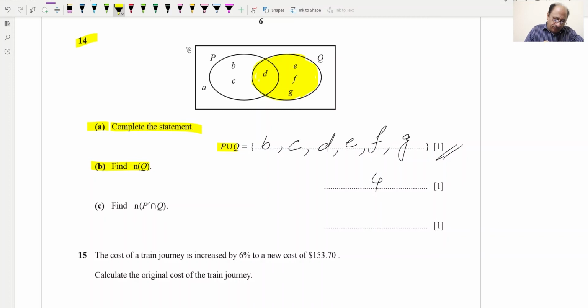And now the next part, find n of Q intersection P complement. Now Q is the one we have already shaded, and we have to take the intersection with P complement. P complement means not in P. So the portion which is not in P, we take the complement of that, and basically this region we have identified as P complement intersection Q will be this region, which contains 3 members. So our answer will be 3, and this is also a 1 mark question.